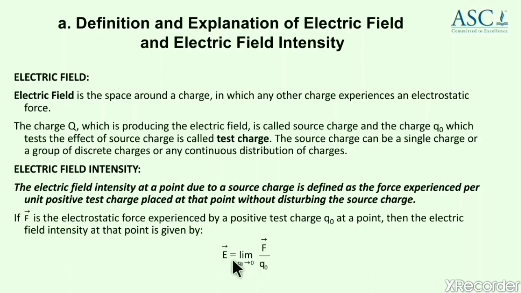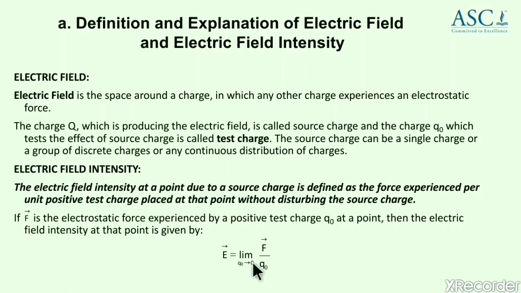So these terms are written in vector form. You can see here vector E equals limit of q naught tends to 0 of vector F divided by q naught. See, what is this q naught tending to 0? So the limit is applied to the test charge. It can be taken close to 0 but not exactly 0. So it can be a very small charge whose value is very close to 0 but not exactly 0. That is the meaning of telling it is a small test charge.